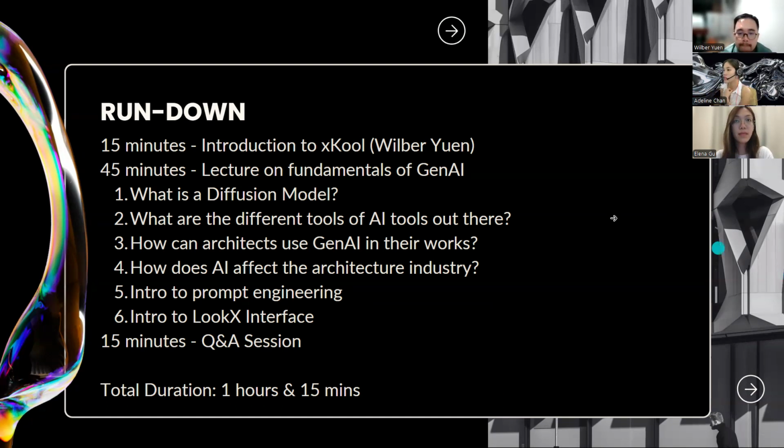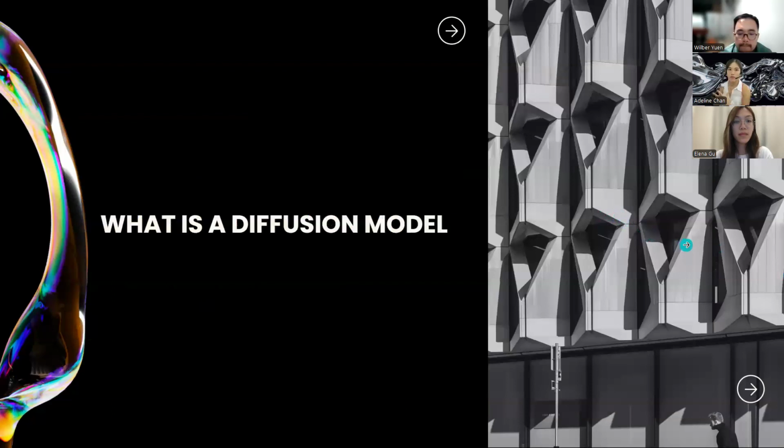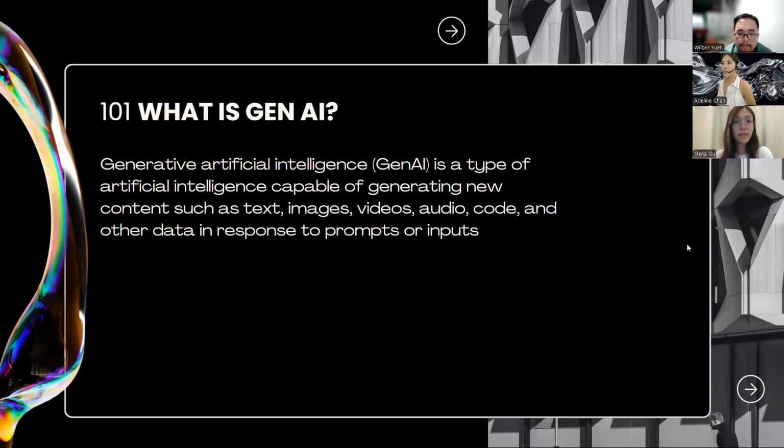So bear with us. All right, what's a diffusion model? Let's take one step back. What is Gen AI? The reason why I brought up diffusion models is because LookX is a diffusion model. The DNA of it is Stable Diffusion. It's no secret. And then it's post-trained and fine-tuned for architecture purposes. But what is Gen AI? Take a step back. It's generative artificial intelligence, and it's a type of AI that's capable of generating new content.